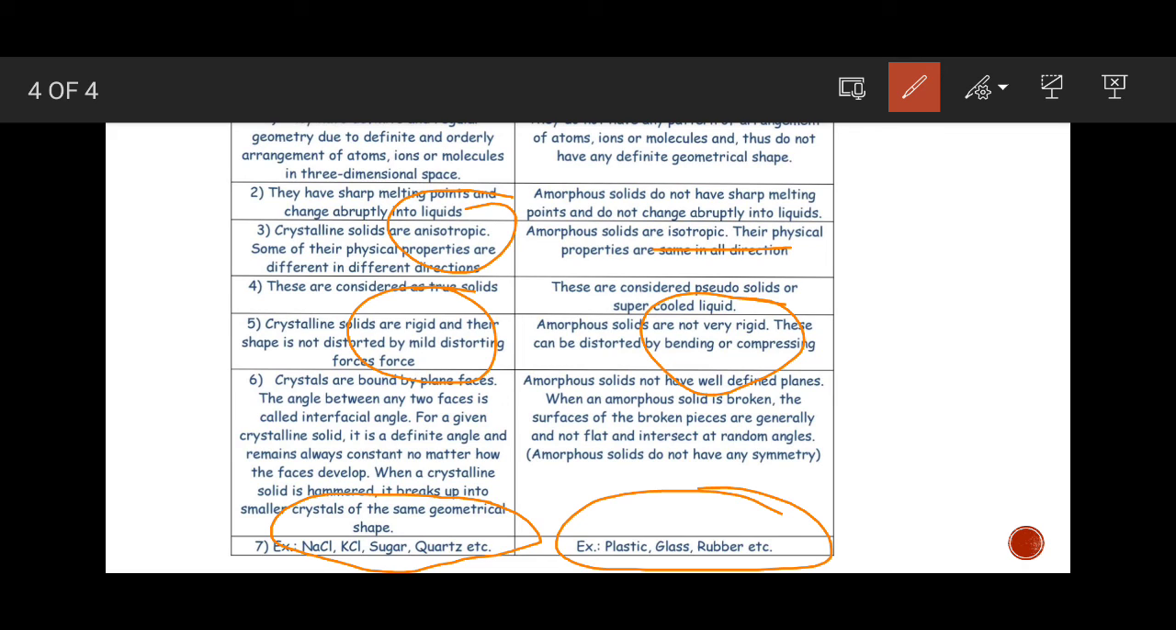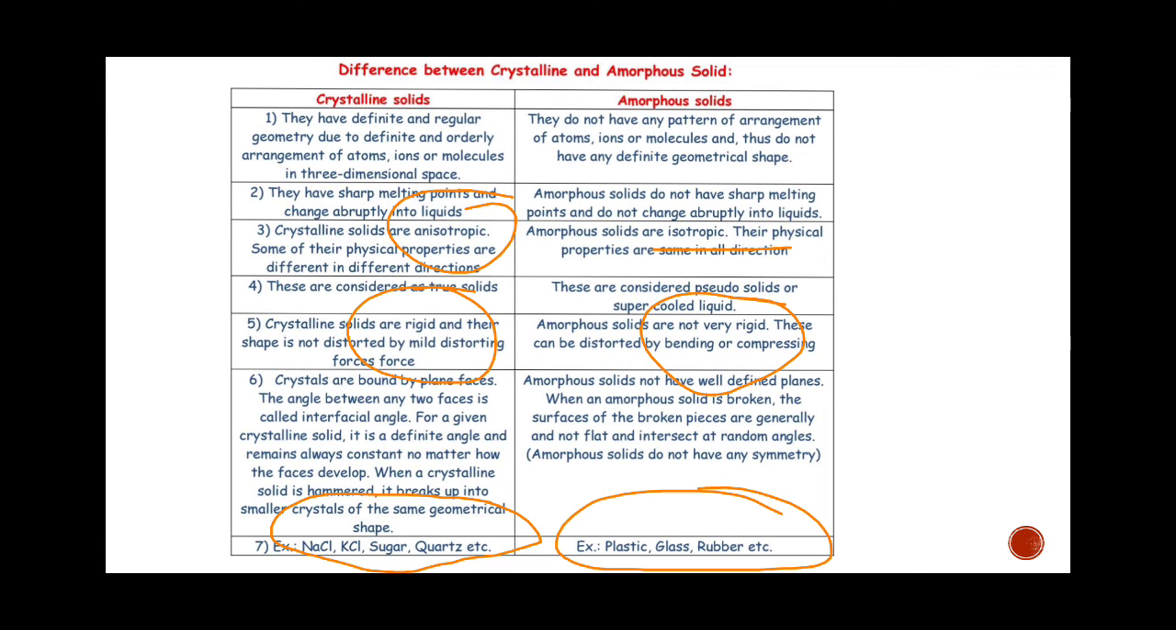So you can just write 6 or 7 points in your board exam also. In that you will be getting complete marks. Usually this question comes for 2 marks or 2.5 marks in CBSE. So in this we conclude our classification of solids.